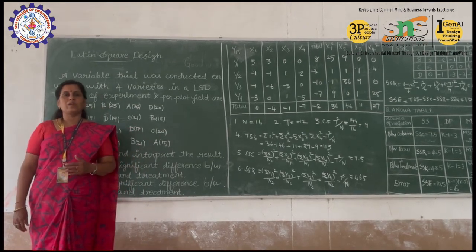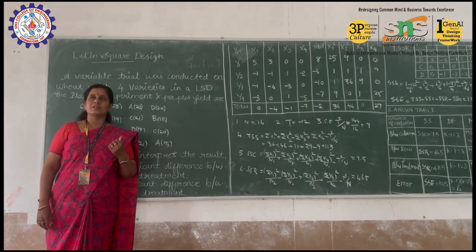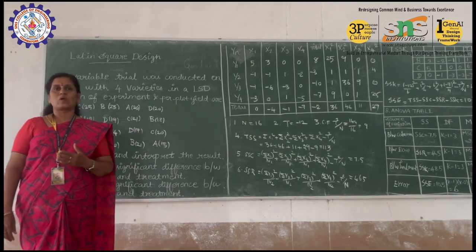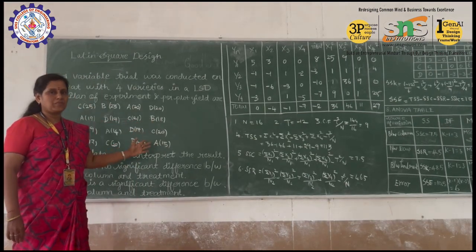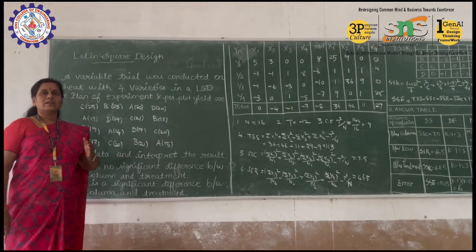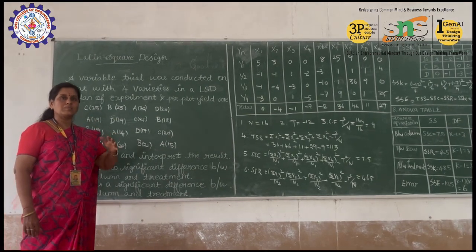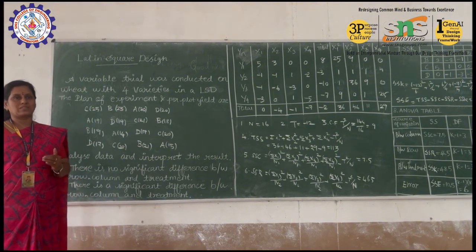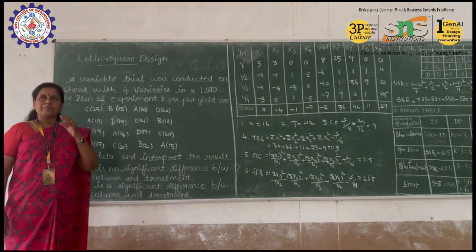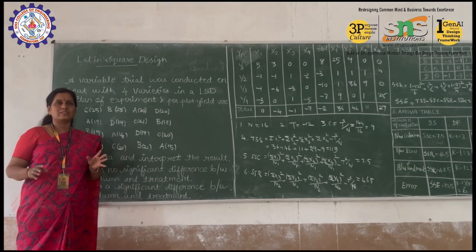In this session, we are going to discuss Latin square design. In the last session, we discussed randomized block design, that is two-way classification. This one is three-way classification. Here, it controls the variation among rows, columns as well as treatments, which comes under three-way classification. Here the treatments are assigned blockwise randomly.